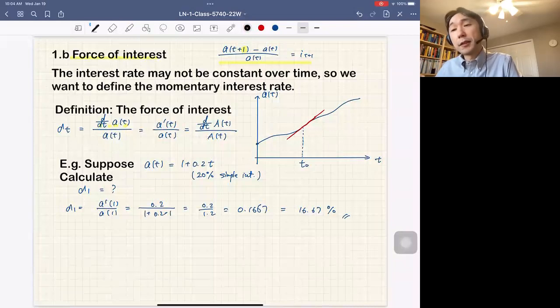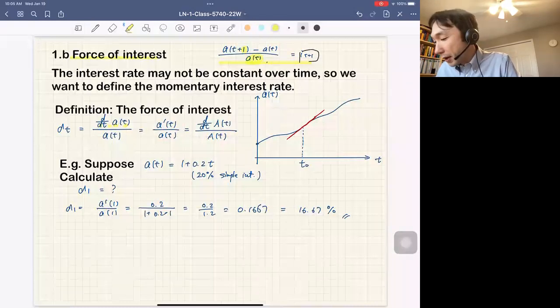Suppose that at t equal to 0, you have $1. Then what's your account balance at time t? That is a of t. And the interest, i sub t plus 1, is defined by this: the previous term's principal is the denominator, and the increase from t to t plus 1 is the numerator.